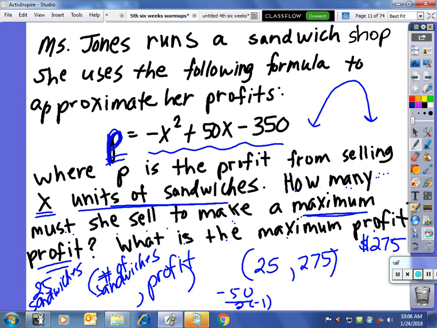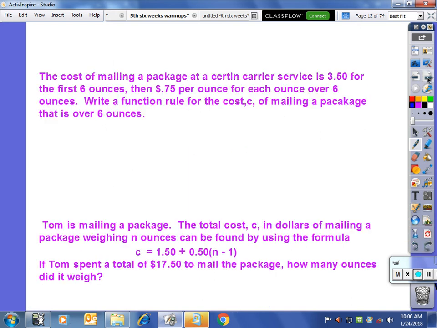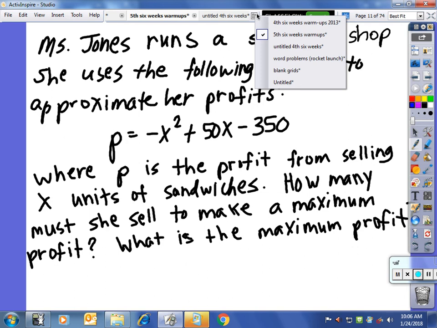Now, this is what we're doing today, guys. We are looking at problems involving real-life parabolic functions.